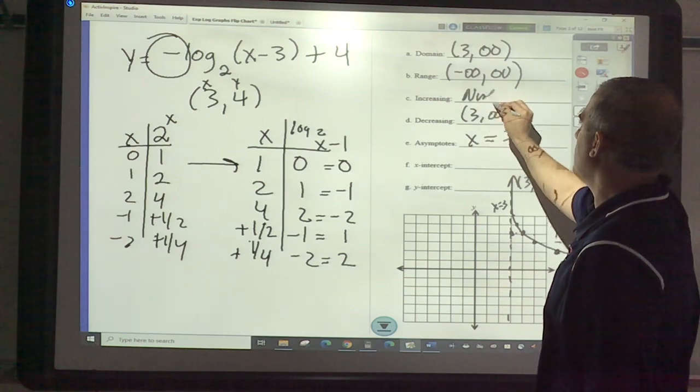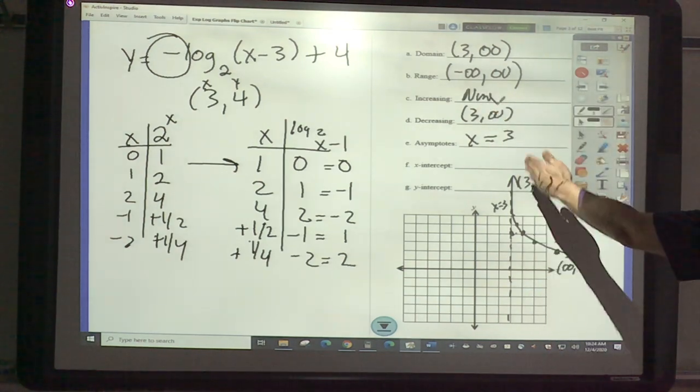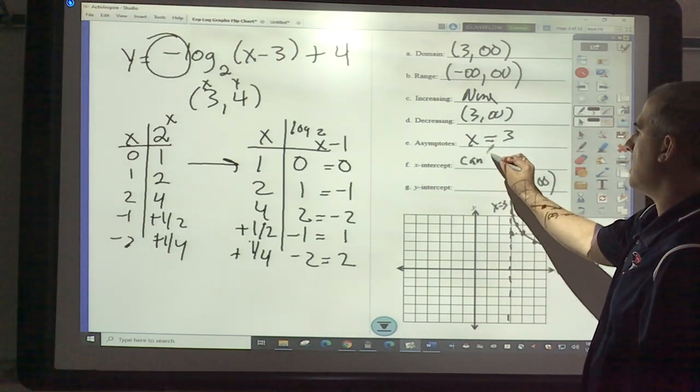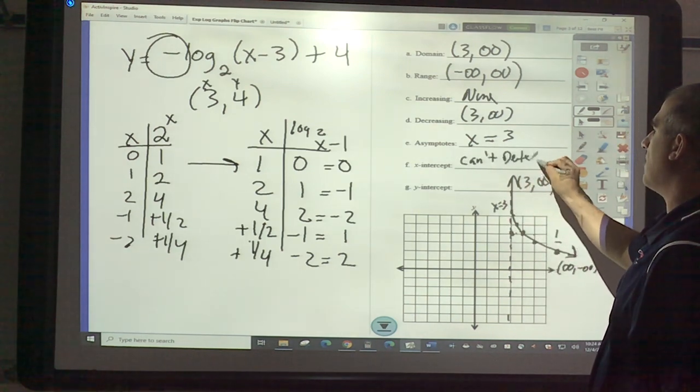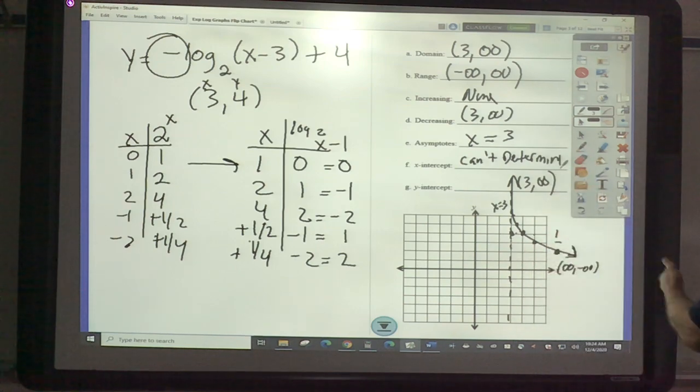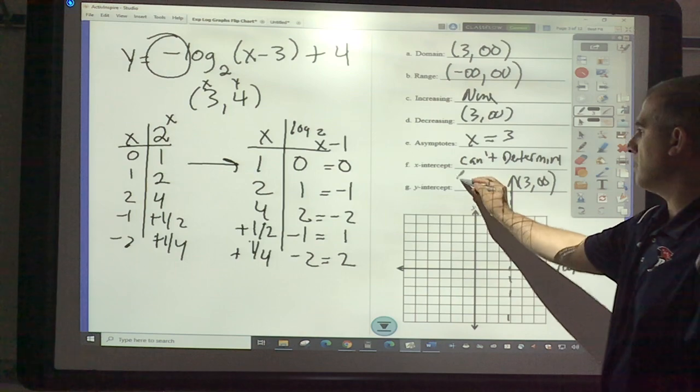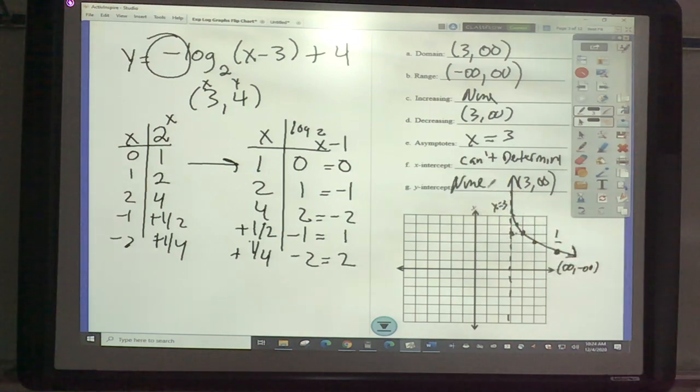Now here, this is a decrease the whole way from 3 to infinity. There is no increase. Now, in the interest of the x-intercept, I really can't see it. Can't determine by the graph. You probably could if you graphed it out further. The y-intercept, there's no possibility for the y-intercept.